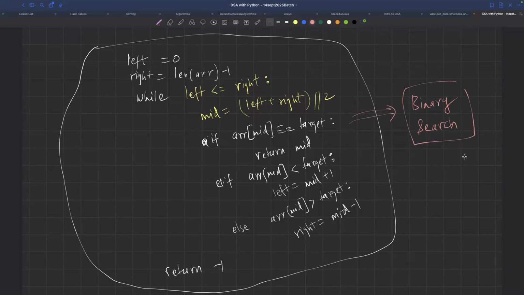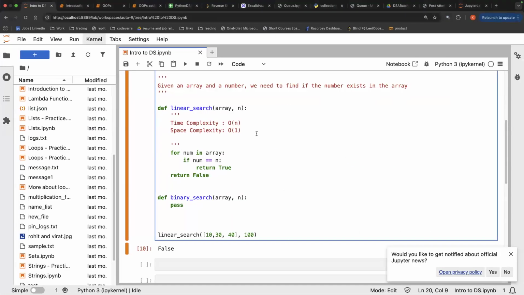And what does return minus 1 signify? Minus 1 signifies that we were not able to find the target. That target does not exist. Okay. So here we are returning false, right? So these two questions I've written in a different way. Here you can write the problem statement. Given an array and a number, we need to find if the number exists in the array or not. So here we are returning Boolean.